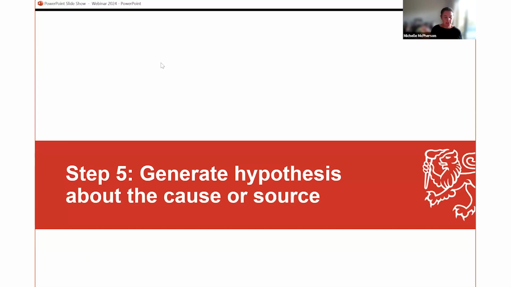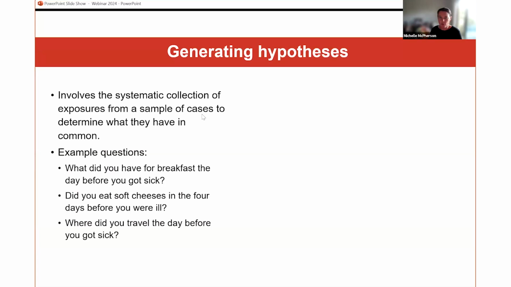Okay, so once we've done our initial descriptive analysis and we know who it is that's getting sick, we then want to ask the question, well, why are they getting sick? What is it that's causing this outbreak? We do this to generate a hypothesis, and we have a couple of methods in which we attempt to do this. So the next step is to generate hypotheses, where we collect systematically as many exposures as we can from our cases during the period before they were sick.